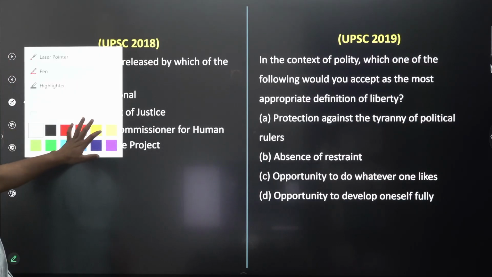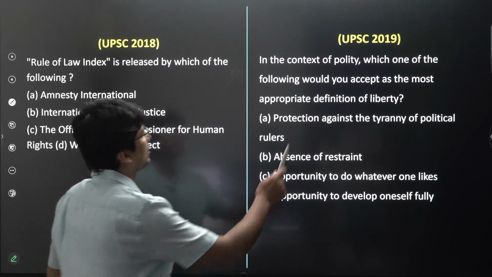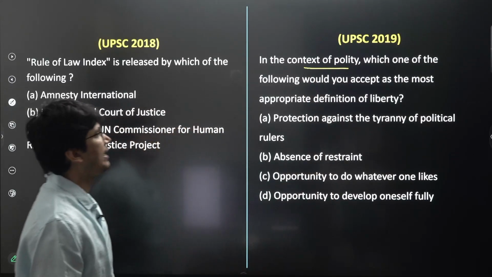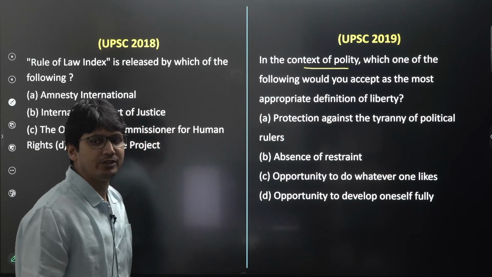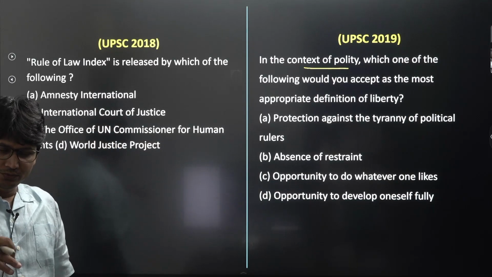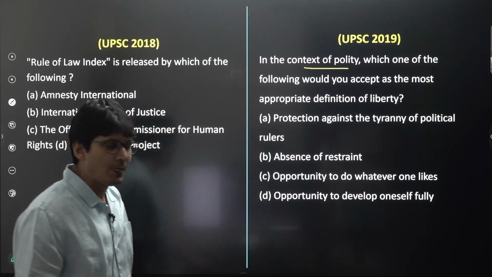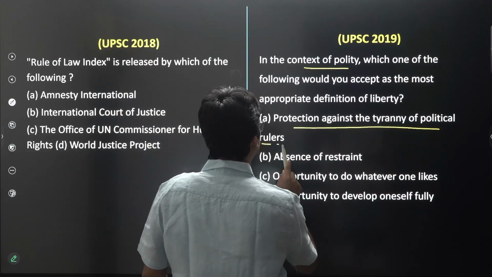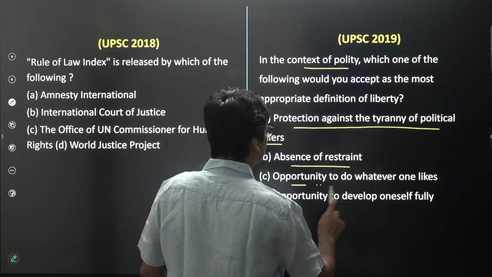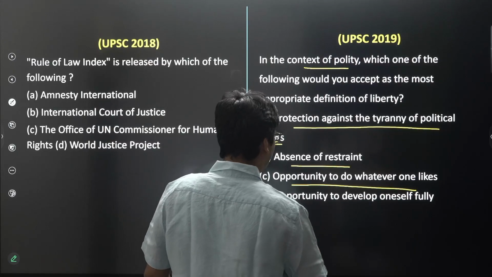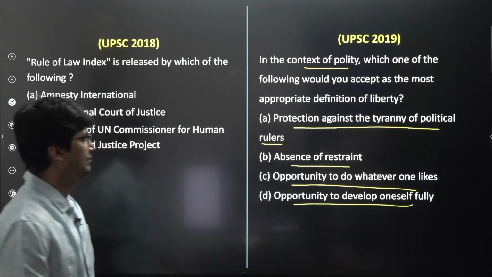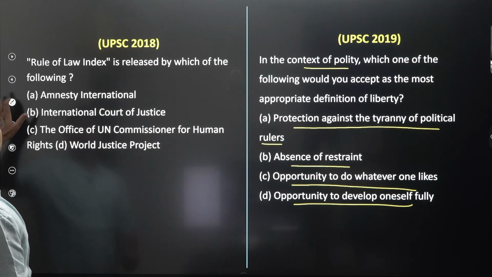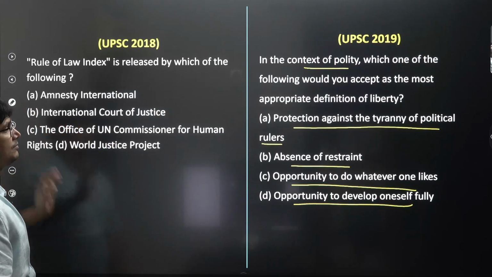Next question. In 2019, in the context of polity, which one of the following would you accept as the most appropriate definition of liberty? Now I want you to go through the statements and think about it. Options are protection against tyranny of political rulers, absence of restraint, opportunity to do whatever one likes, and opportunity to develop oneself fully. What do you think should be the correct answer here?